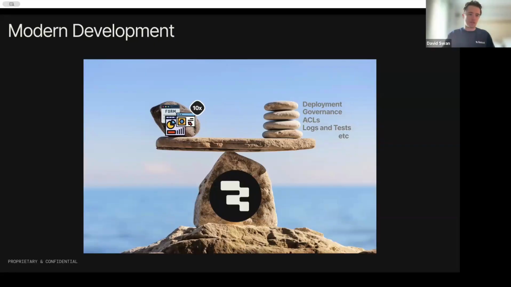And to do that, I'm going to talk about the Retool approach to development, which is 3 steps. And then I'm going to showcase it. So what are those 3 steps?